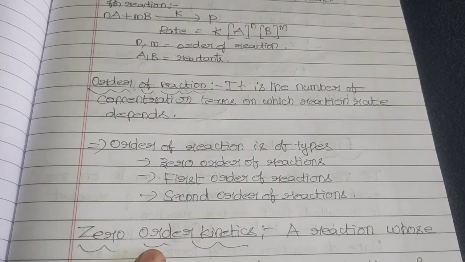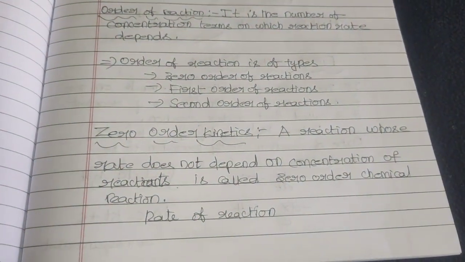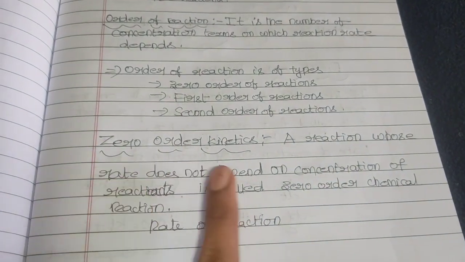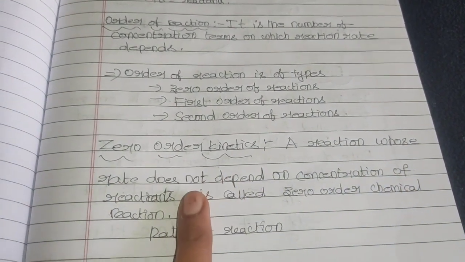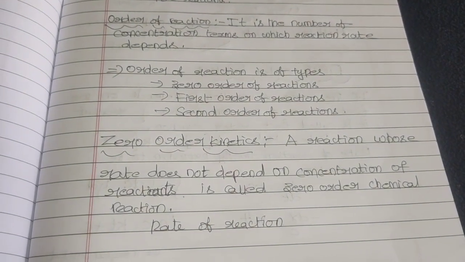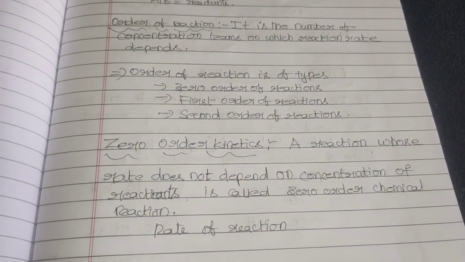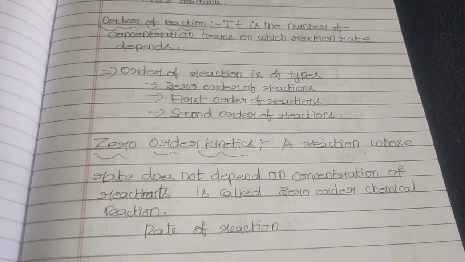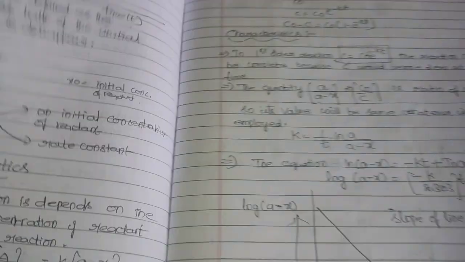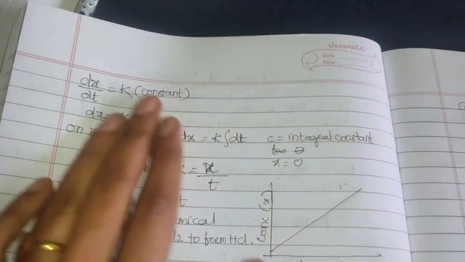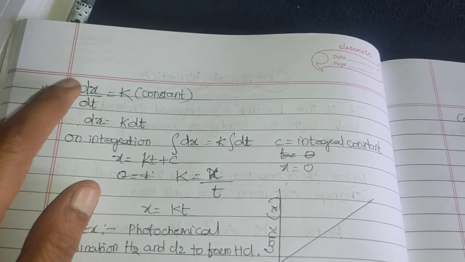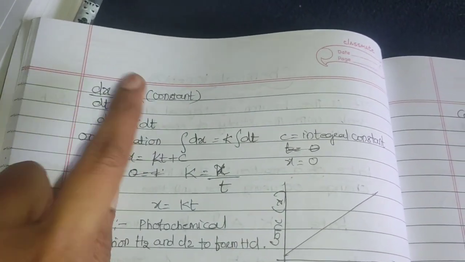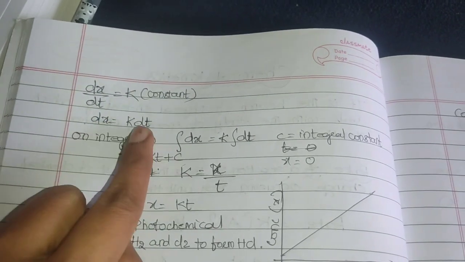So what is a zero order reaction and how is its kinetics? Let's see. We'll study zero order kinetics first. A reaction whose rate does not depend on the concentration of reactants. If the chemical reaction which is going on does not depend on the reactant's concentration, the amount of reactant, then it is called a zero order reaction. And the rate of the reaction we can write like this: rate of the reaction dx/dt is equal to k, where k is a constant. So dt will go to the right-hand side, so dx is equal to k dt.